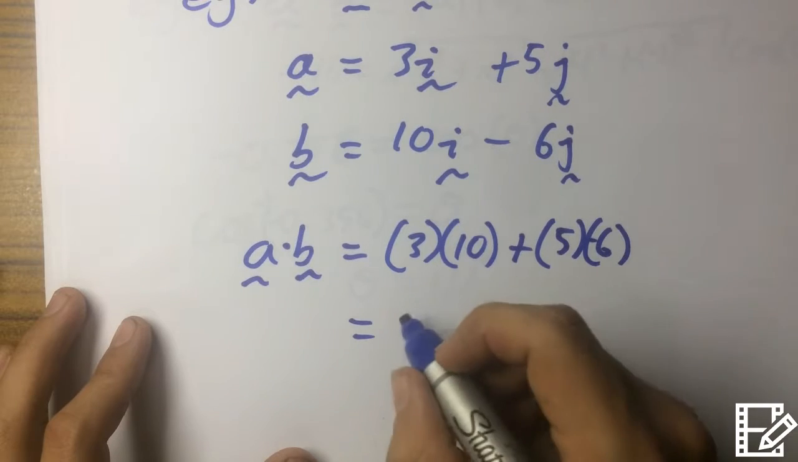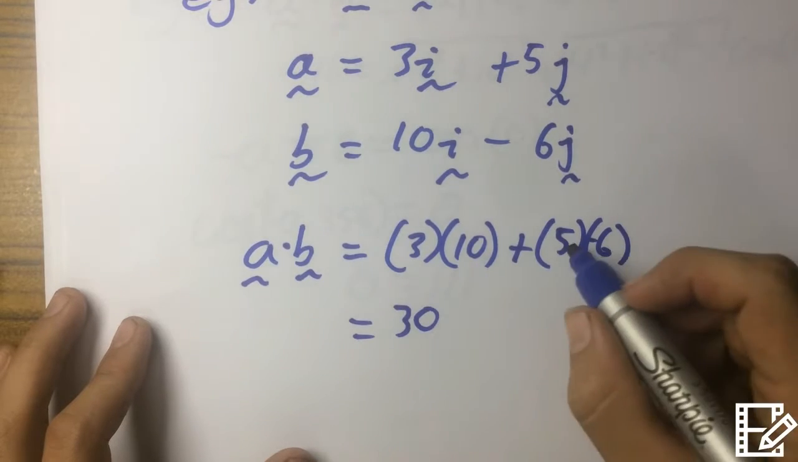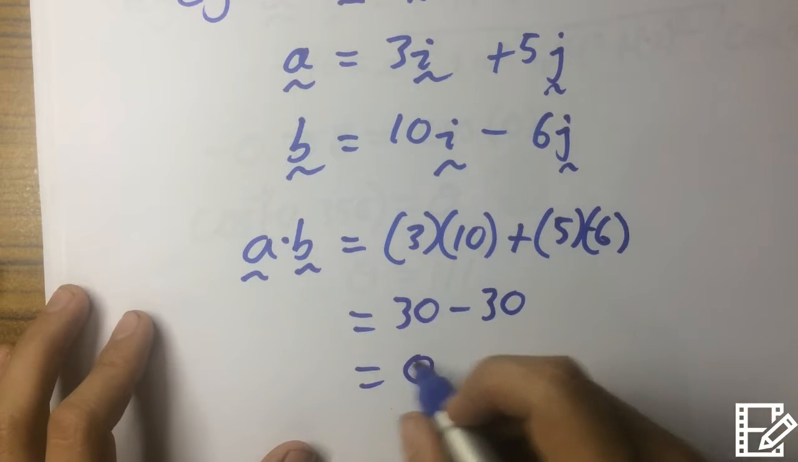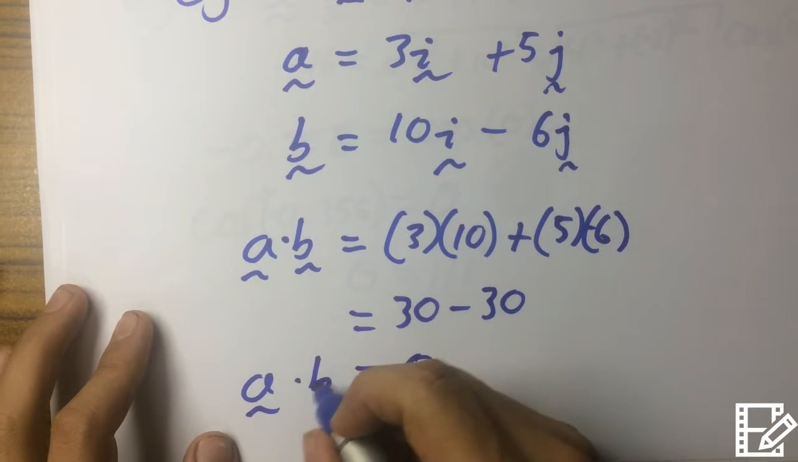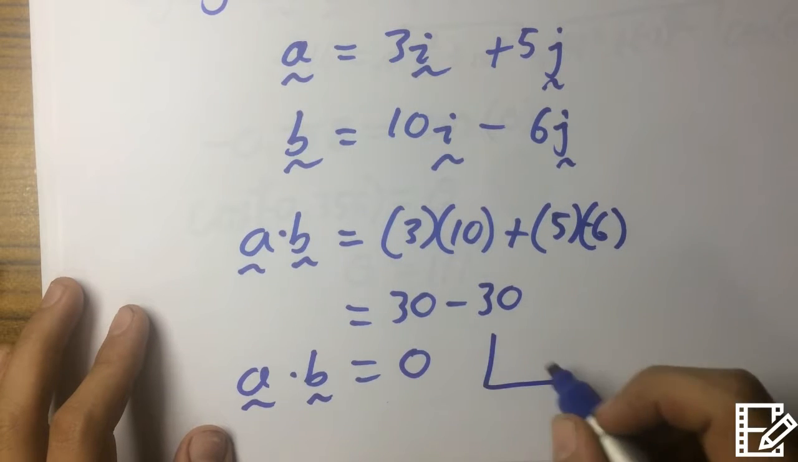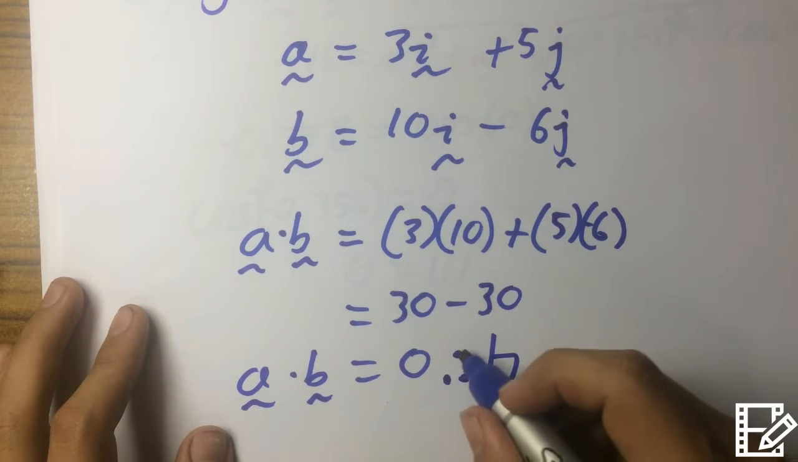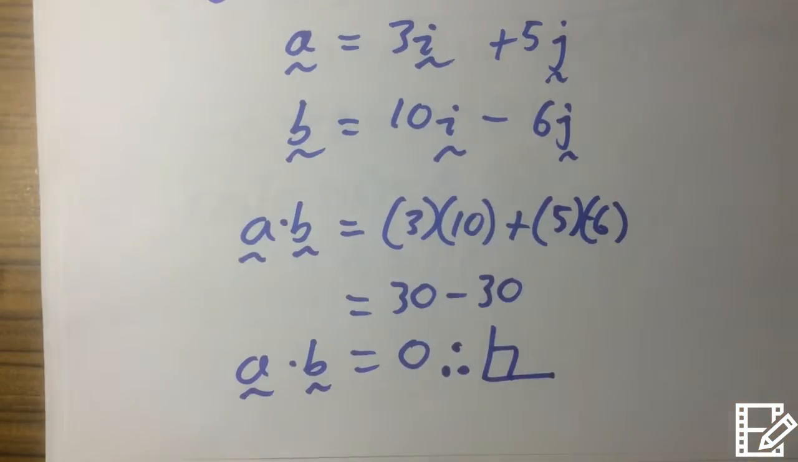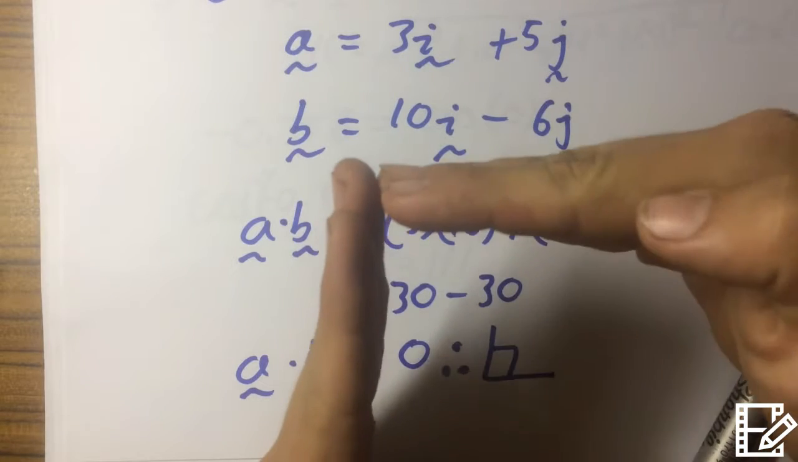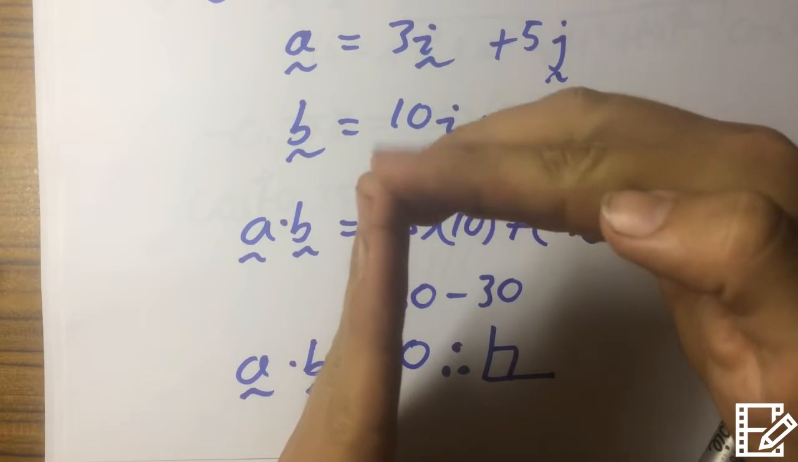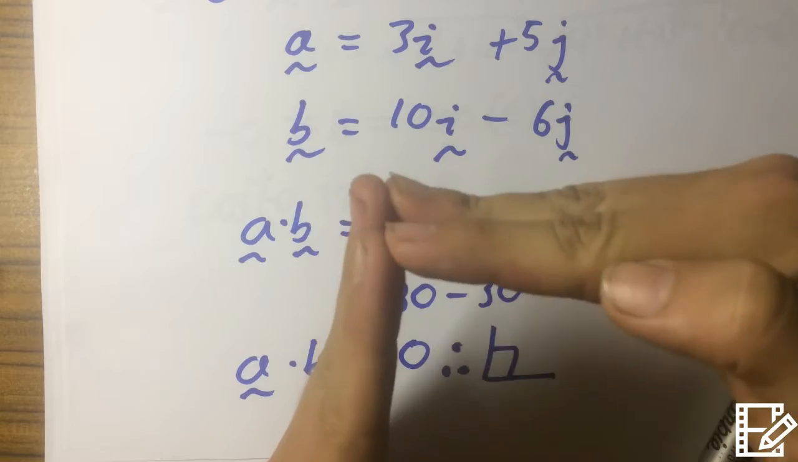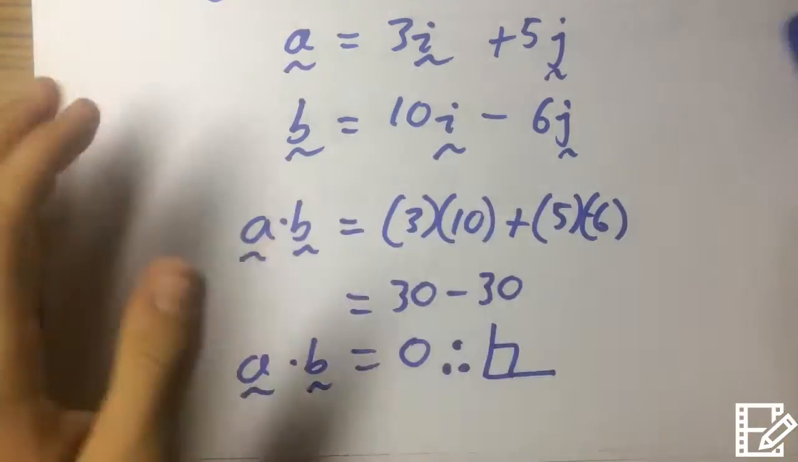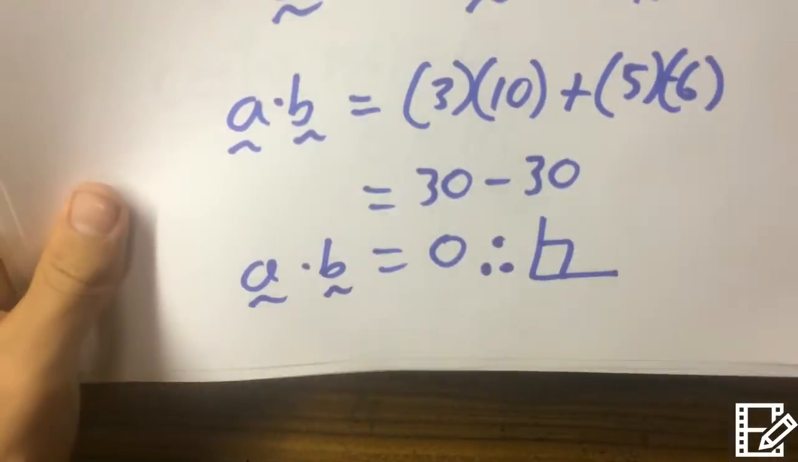Anyway, so 3 multiplied by 10, that's 30. 5 multiplied by negative 6, that's negative 30. 30 take 30 is 0. A dot B is 0, therefore they are orthogonal. They are at right angles to one another. Or if you had the vector coming up here and the other one coming off here, and you drew an imaginary line and found the angle, it would be 90 degrees. So they're perpendicular, orthogonal, right angles to one another.